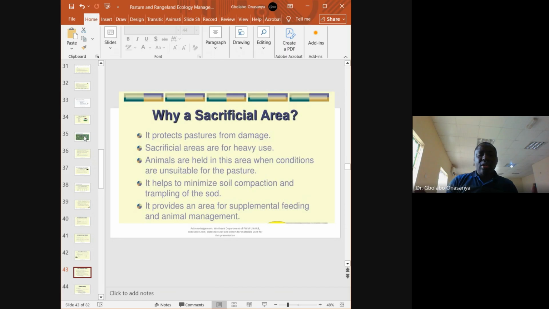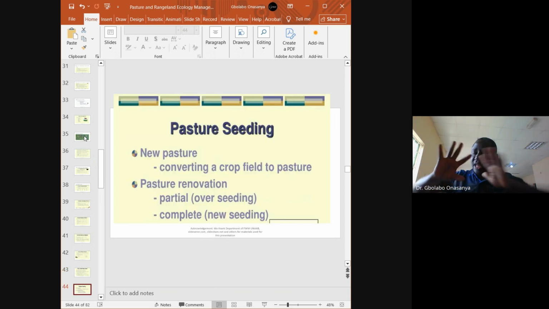We keep animals in the sacrificial area so that we don't overuse our grazing land. When we take them to graze, we bring them back to the sacrificial area, so that we minimize soil compaction on our grazing land. So in your pasture land, you must have a sacrificial area.